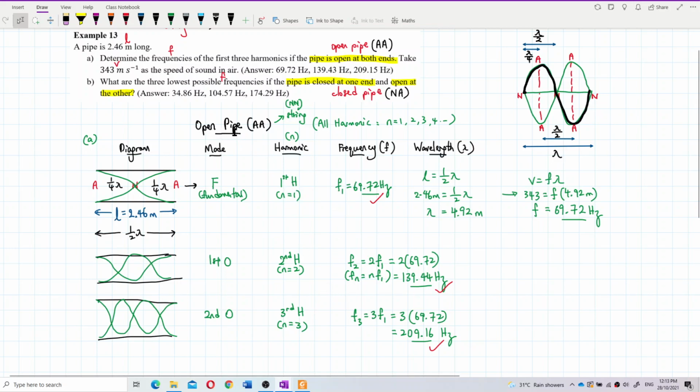Okay, remember, open pipe has all harmonics, so it has all numbers of n: 1, 2, 3, 4, 5. Yes, all numbers. But the closed pipe has odd harmonics only. It doesn't have the second harmonic. It goes straight from the first harmonic and jumps to the third harmonic. Okay, let's do the B.